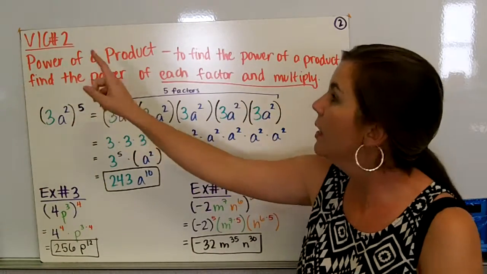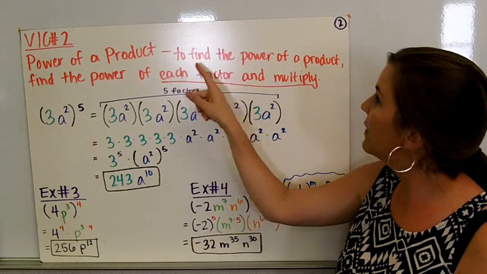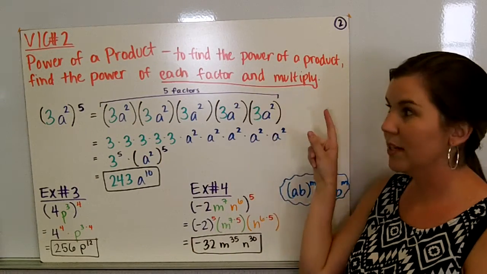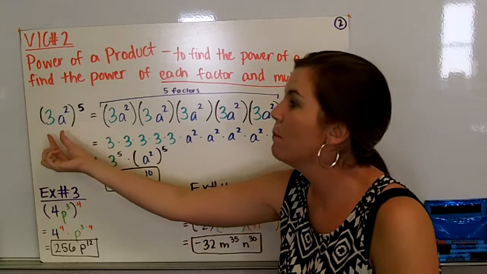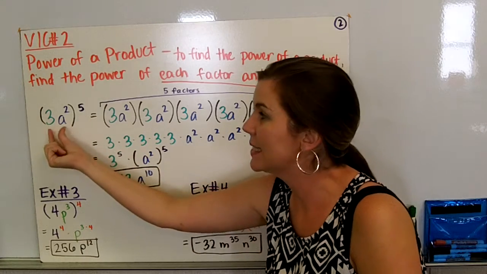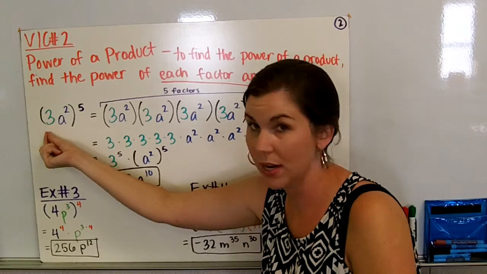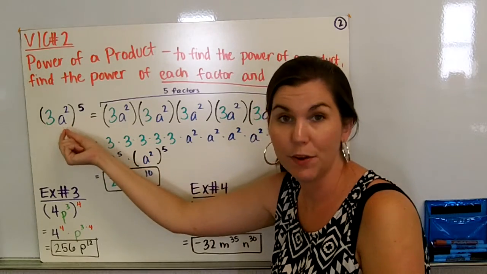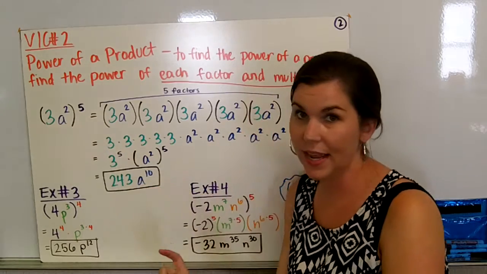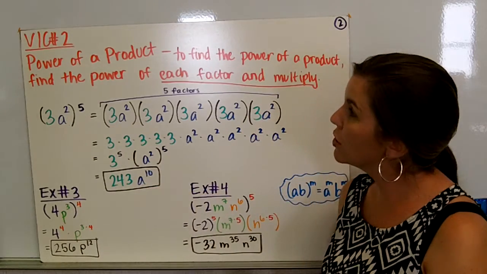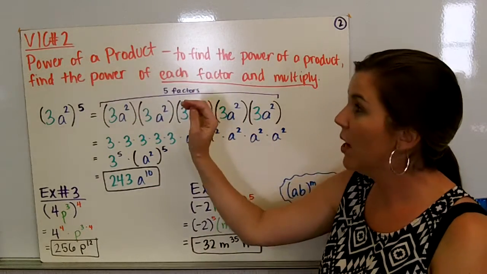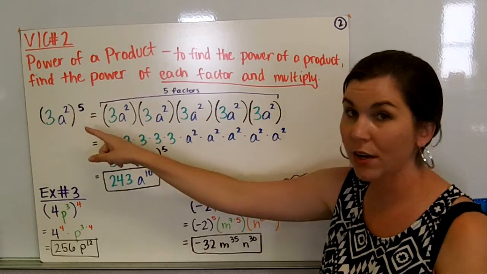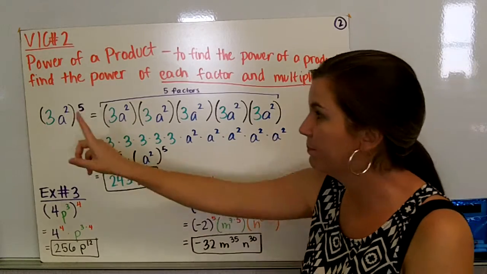Rule number 2, power of a product. To find the power of a product, find the power of each factor and multiply. Now we have more than one thing inside our parentheses. We have 3 and we have an a. These are both different bases. So 3 is a base and a is a different base. In order to find the power of this product, you're going to find the power for each factor, so for the 3 and for the a, and then multiply.